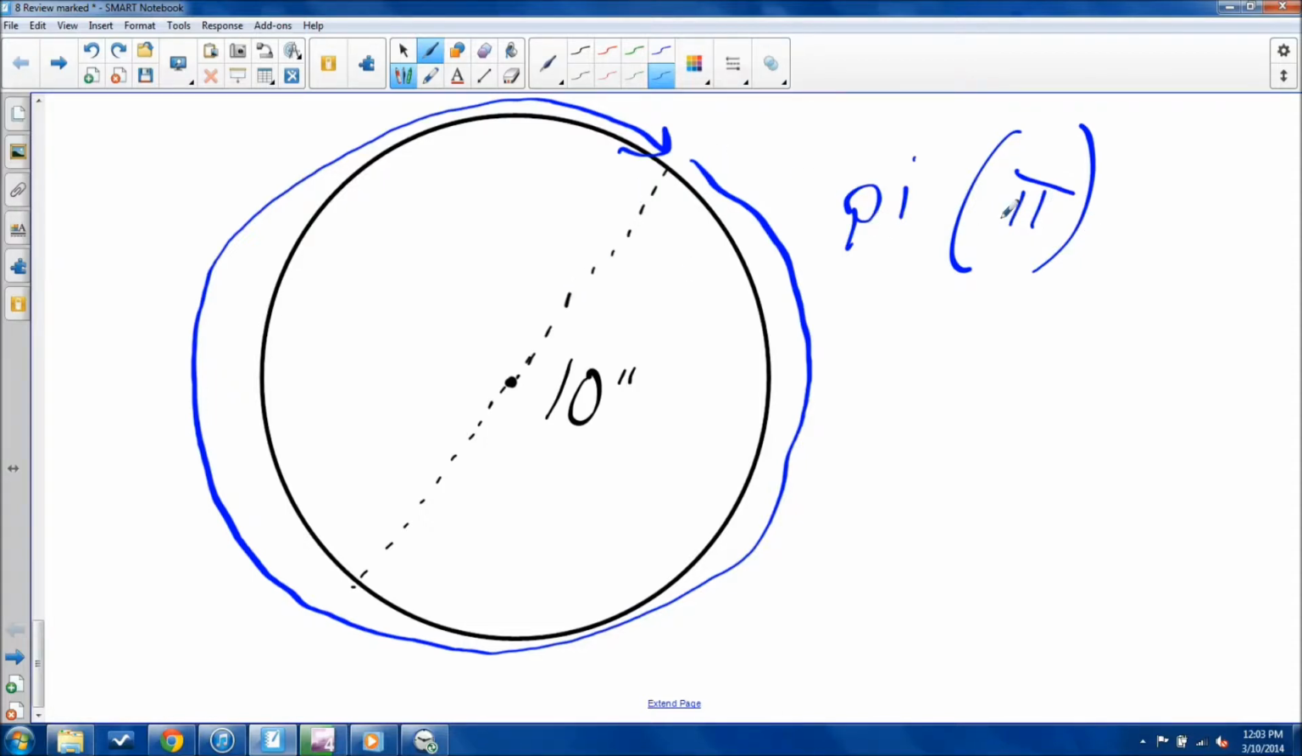Anyway, pi is a ratio. It is a value. I'm sorry, let me start with that. Pi is an actual number, 3.14, and I know we talked about that.